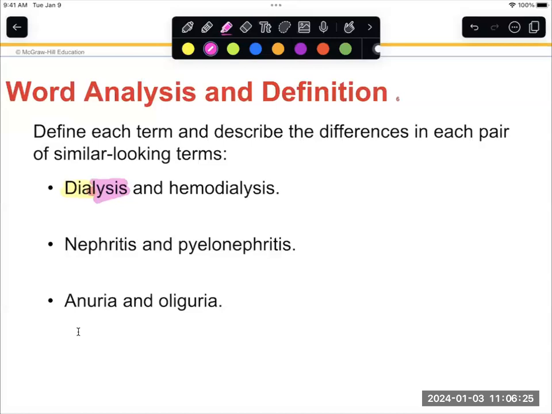Now hemodialysis, hemo or heme, combining form with the O, means blood. So hemodialysis is an artificial method of filtration that removes excess waste materials and water directly from the blood. So there's a slight difference between the two.